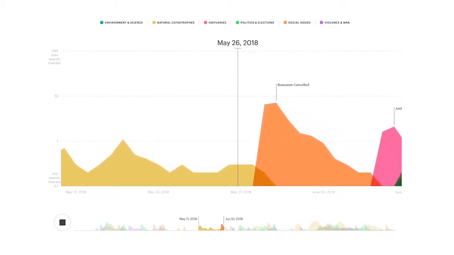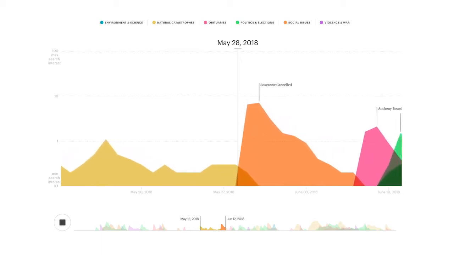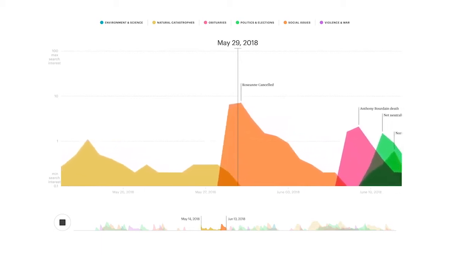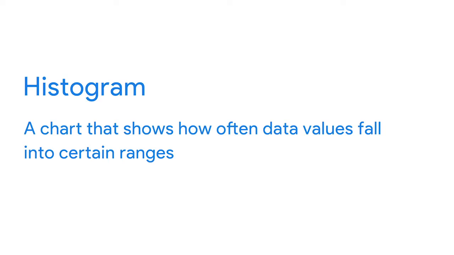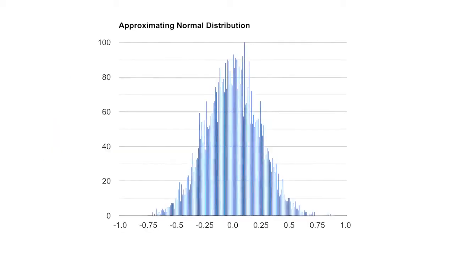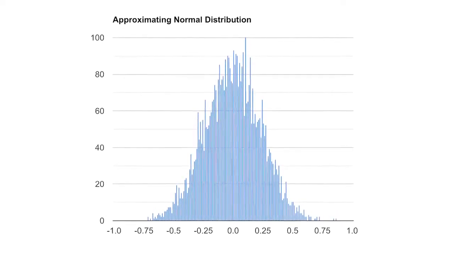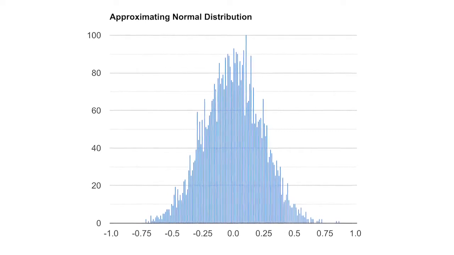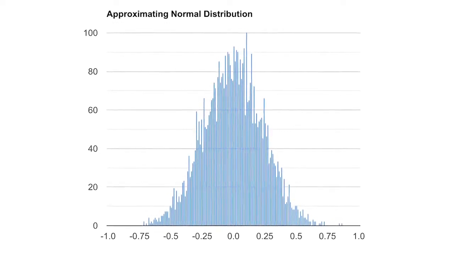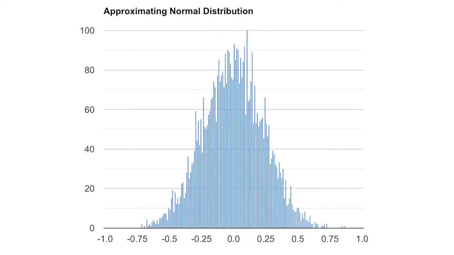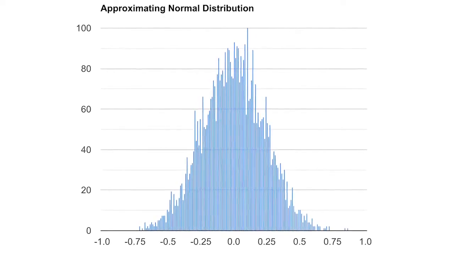If we wanted the data for weekly or monthly news cycles, we'd change the interactive feature to show changes by week or month. Another situation is when you need to show how your data is distributed. A histogram resembles a bar graph, but it's a chart that shows how often data values fall into certain ranges. This histogram shows a lot of data and how it's distributed on a narrow range from -1 to +1. Each bin or bucket, as the bar is called, contains a certain number of values that fall into one small part of the range.